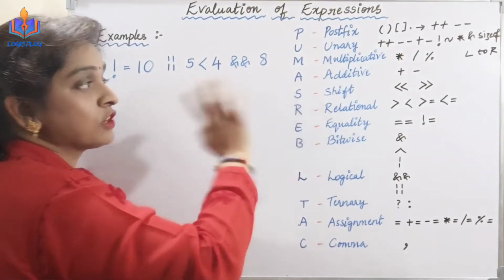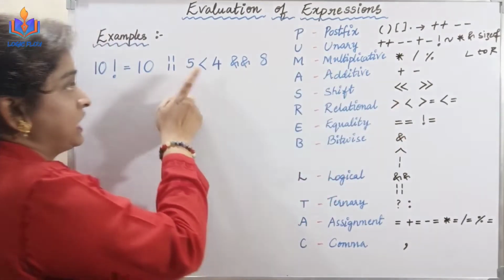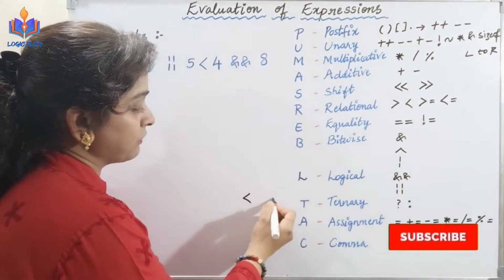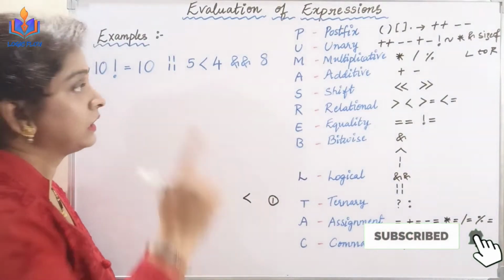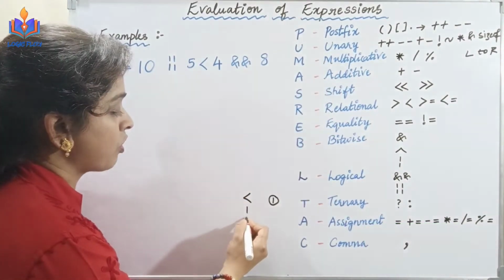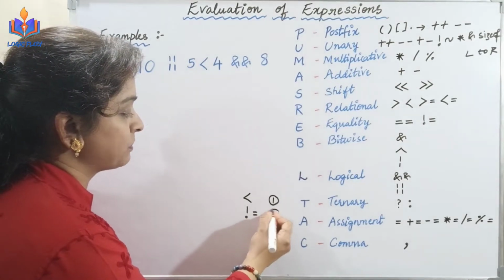Additive, shift? No. But we have relational operators. See here, we have relational. So the relational operator can be given the first priority. Then, do we have equality? Yes, we have not equal to. So not equal to can be given the next precedence.